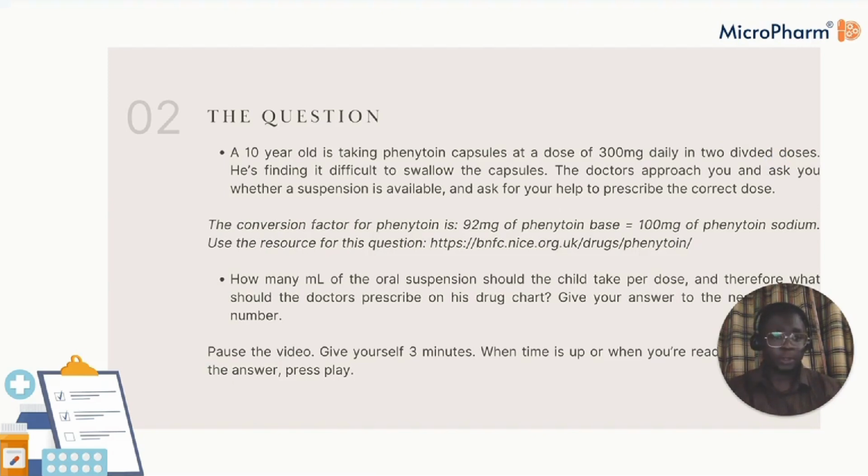The doctors approach you and ask you whether suspension is available, and they ask for your help to prescribe the correct dose. It's worth noting here that the conversion factor for phenytoin is 92 milligrams of phenytoin base equals 100 milligrams of phenytoin sodium. Use the resource for this question, and I've given you a link to the BNFC for phenytoin. How many milliliters of the oral suspension should the child take per dose, and therefore what should the doctors prescribe on his drug chart? Give your answer to the nearest whole number.